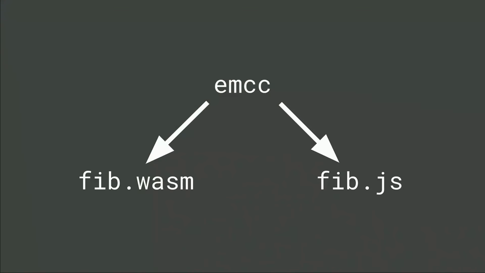emcc will then give us back two different files, fib.wasm and fib.js. Fib.wasm holds the minimal WebAssembly binary for a Fibonacci function, while fib.js holds some helper code to load the WebAssembly module and set it up properly.